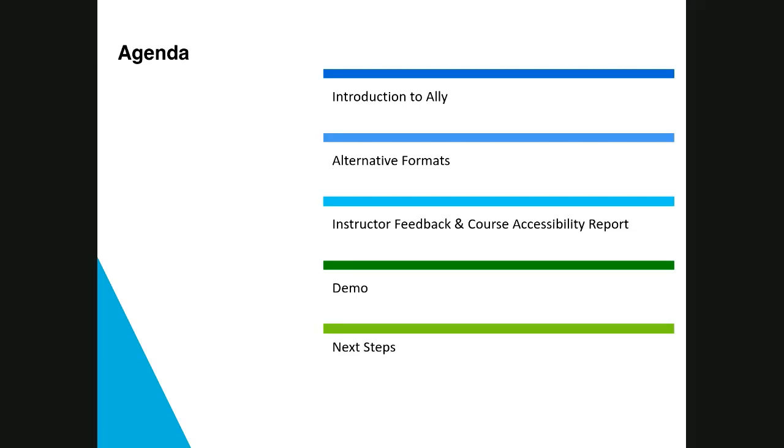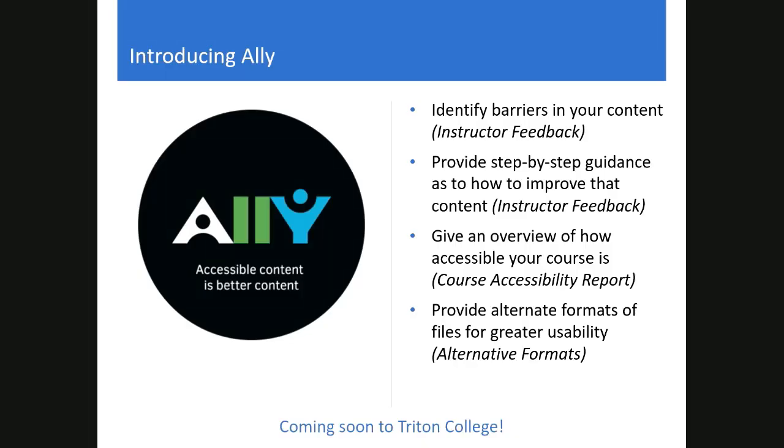But really, Ally at a high level is aimed at doing a couple of things. So it is a product that integrates into your Blackboard environment, and it's really designed to help with usability, quality, and in particular, accessibility of content within courses. It does this a couple different ways, but primarily Ally is taking content and it's identifying accessibility barriers to that content. It's providing faculty some step-by-step guidance on how to improve content based on those barriers. And then it's giving an overview of how accessible courses are to faculty.